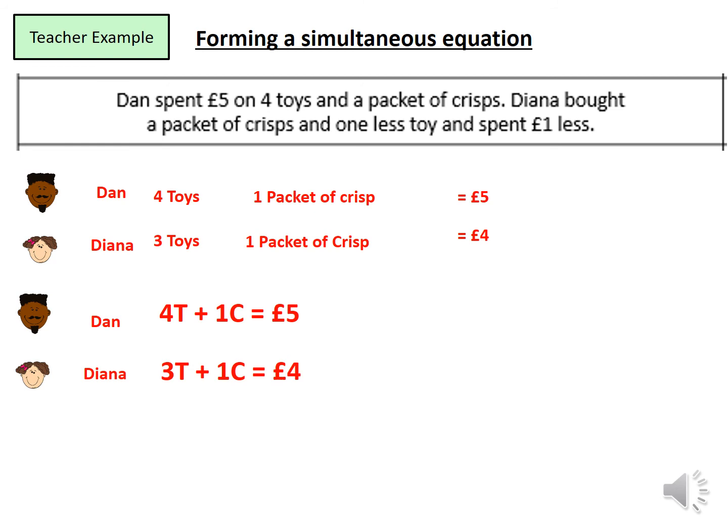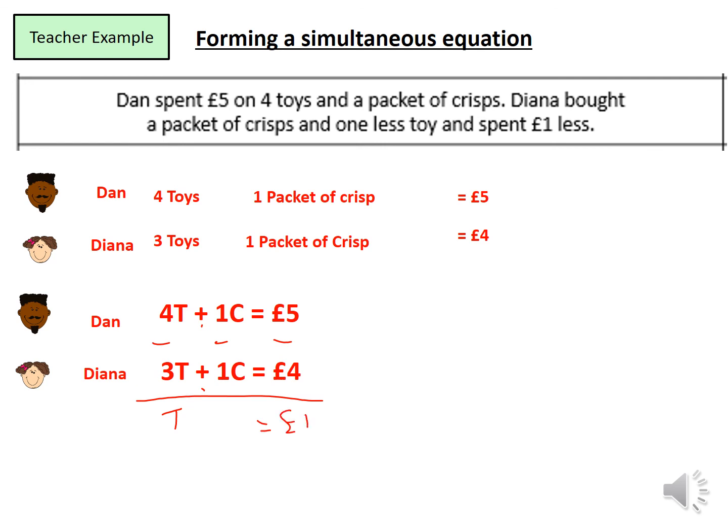Okay. I then use the stop rule. If the signs are the same, I take away. If the opposite, I plus. Okay, the signs are the same here because both of them are add. So I'm going to take away. Okay, so take away my T's, then take away my C's, then take away my totals. 4T take away 3T is T. 1C take away 1C is 0. We've eliminated them. Okay, and that equals £5 take away £4, which is £1.